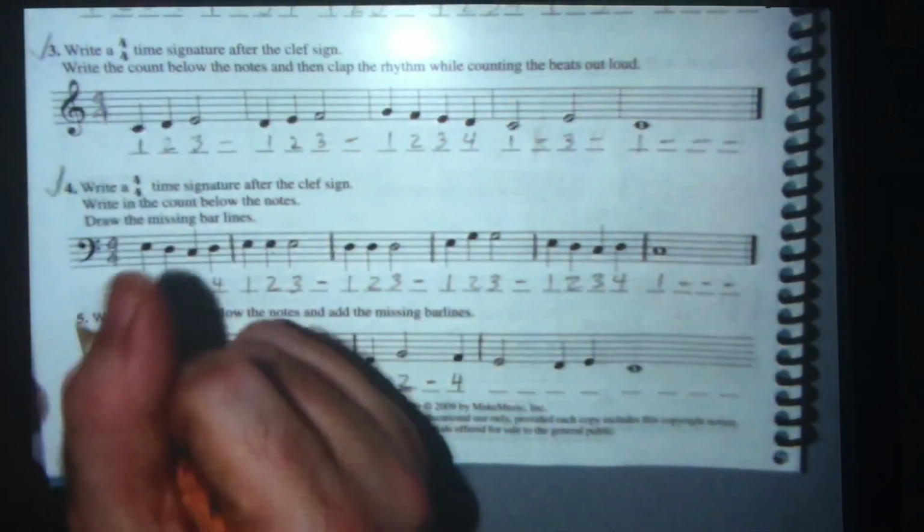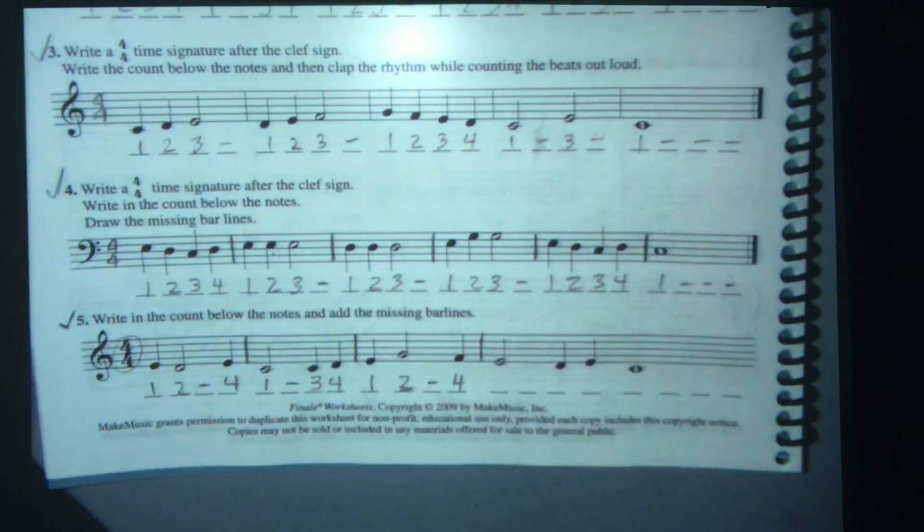When you're done with that, put a check. And that is 4/4 time. So music is also sound, but it's also organized sound, so it is sound in time.